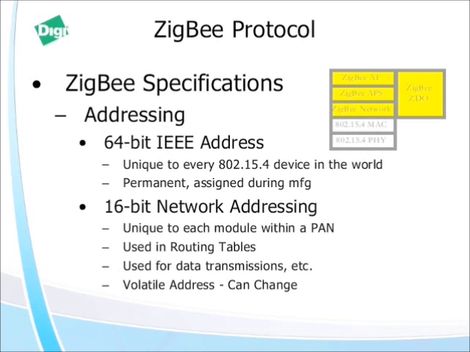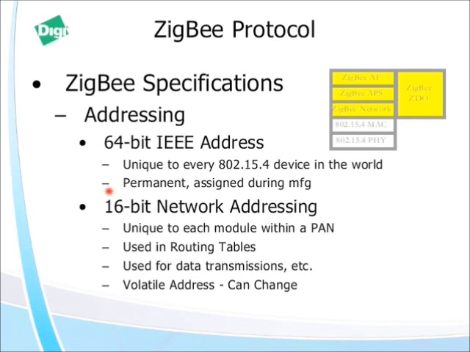So there are two types of addressing modes, and actually they follow nearly exactly with the 802.15.4 addressing modes. You've got the same 64-bit IEEE address. This is a 64-bit number that's programmed into every device before it's deployed. It's not settable by users.